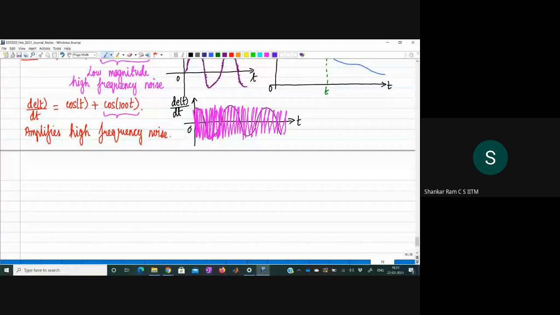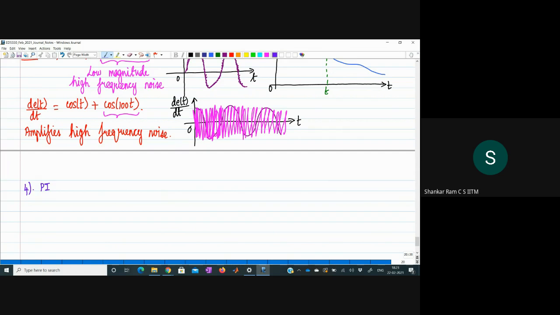Three foundational blocks of this class of PID controllers. People use different combinations. Typically a P controller is tried out. The integral and derivative controllers are rarely tried out as standalone controllers. What do I mean by that? People hardly try out an I controller separately or a D controller separately.